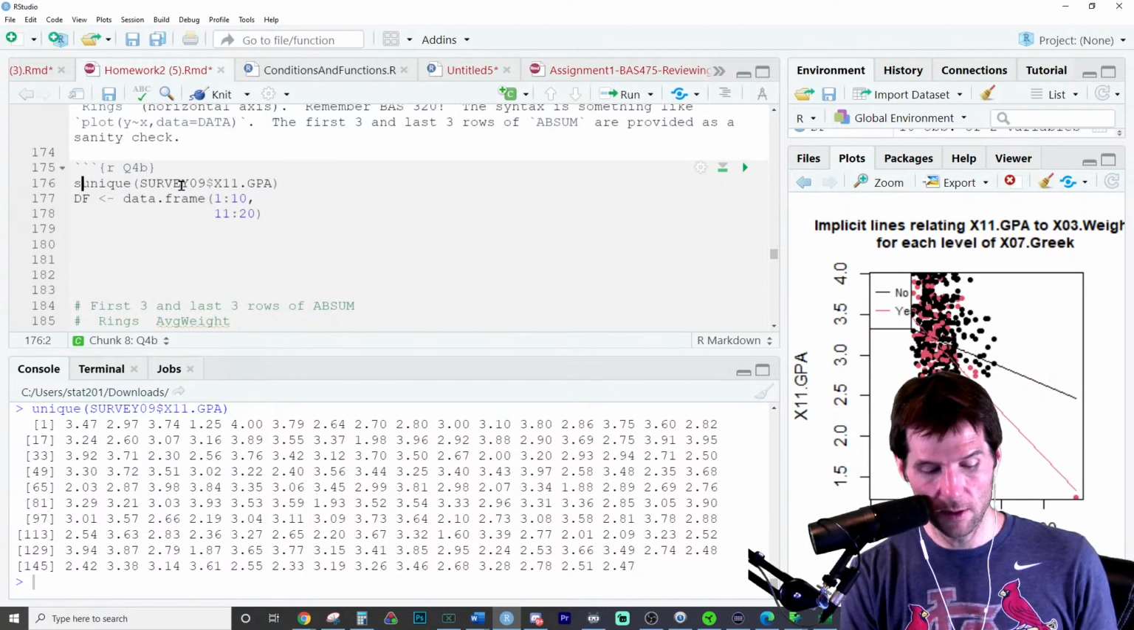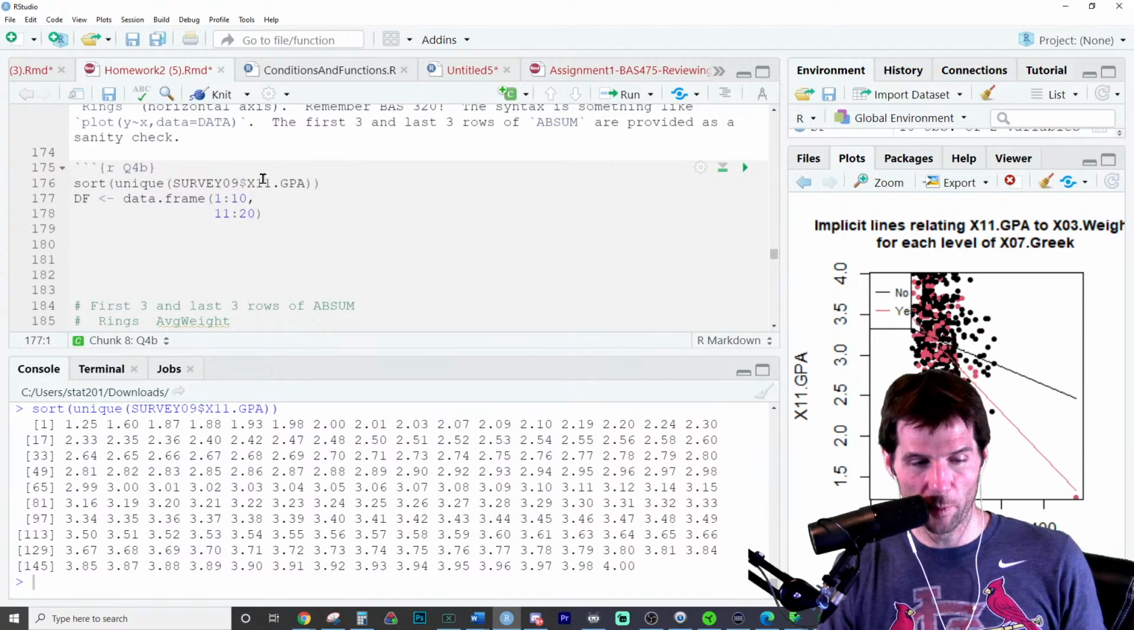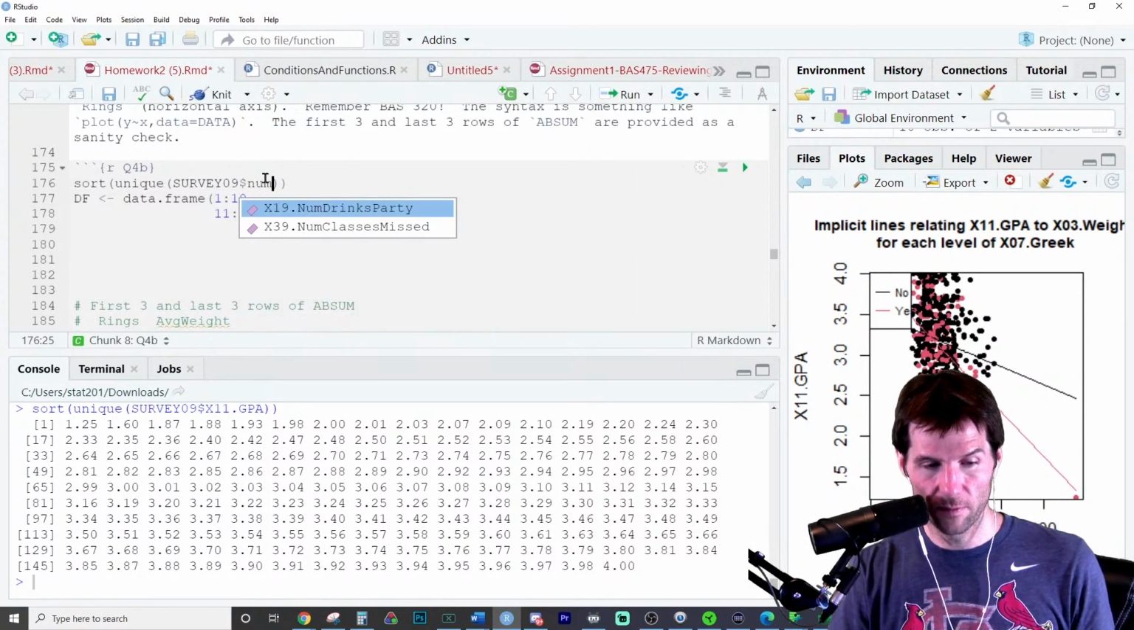Let's go here and find out the unique values of people's GPA. And we're going to sort these. So what I'm doing right here by finding the unique values is, it might work better if I show you a smaller variable than this.